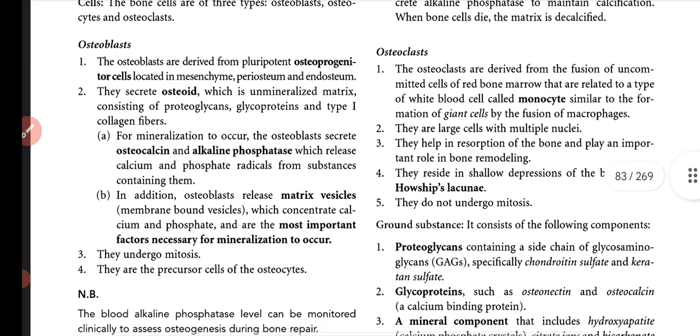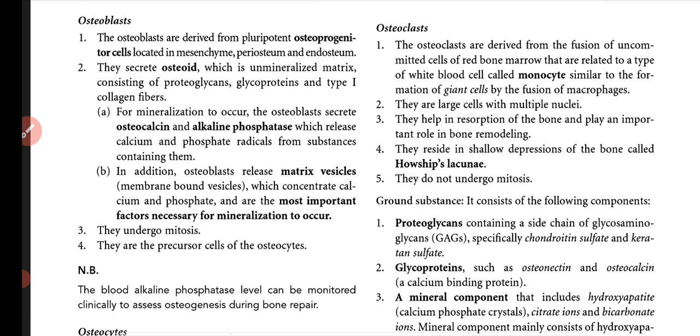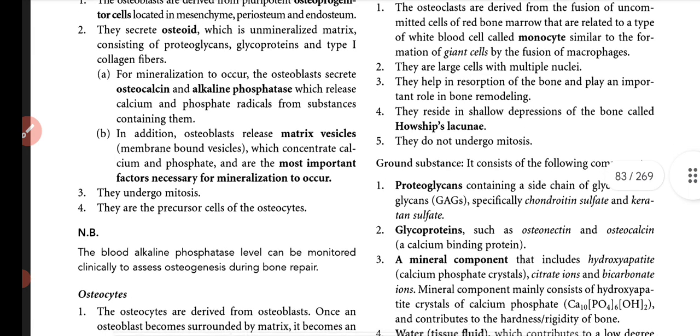Osteoblasts are derived from pluripotent osteoprogenitor cells located in the mesenchyme, periosteum, and endosteum. They secrete osteoid, which is unmineralized matrix containing proteoglycans, glycoproteins, and type 1 collagen fibers. For mineralization to occur, the osteoblasts secrete osteocalcin and alkaline phosphatase, which release calcium and phosphate radicals from the substance containing them.